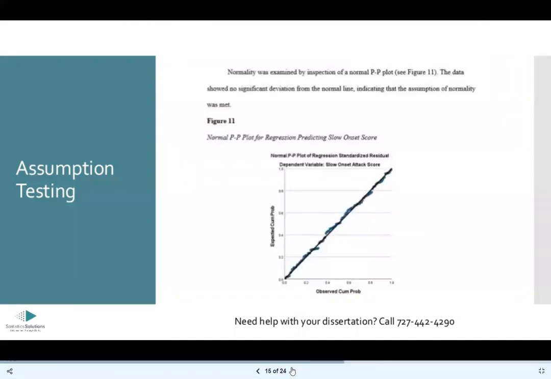Okay, so let's take a look at some examples of how we might present the results of assumptions testing. So here in this example, we are testing normality and we're doing it by presenting a normal probability plot. And we state here that normality was tested by inspection of this normal PP plot. We present the plot in a figure. And then we state that the data showed no significant deviation from the normal line. So here we can interpret what's in the plot. We're stating the results of the test, and then we're giving an indication of whether the assumption was met or not. So in this case, the assumption is met because the data appeared to follow the normal line.